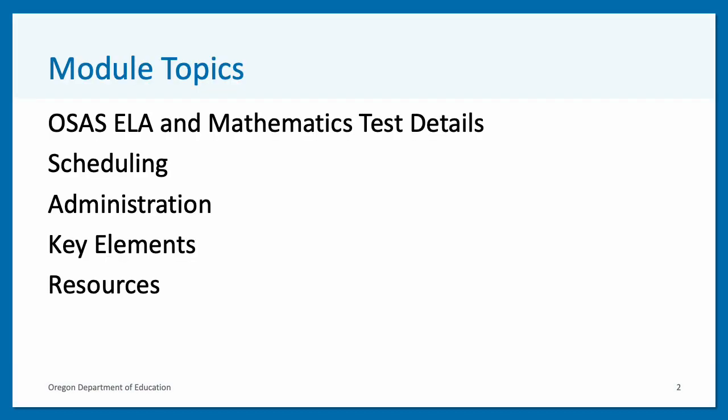The topics covered in this module include a brief update on Oregon's state tests in both ELA and Mathematics for the current school year, scheduling considerations, appropriate administration, key elements of each test, and available resources including features related to online testing. References to specific sections of Oregon's Test Administration Manual and the Oregon Accessibility Manual are included within slides where applicable. These resources are also hyperlinked at the end of this presentation. We encourage you to bookmark these in your browser for future reference, as well as the ODE Student Assessment homepage.